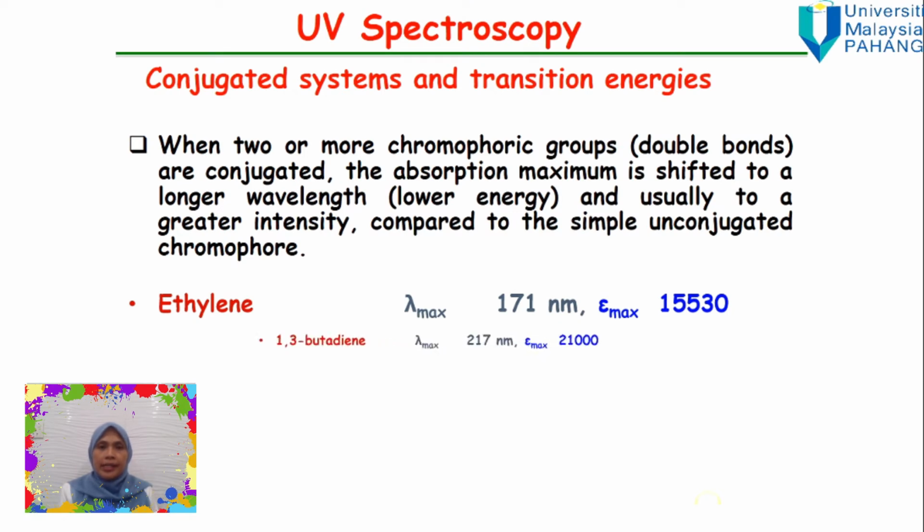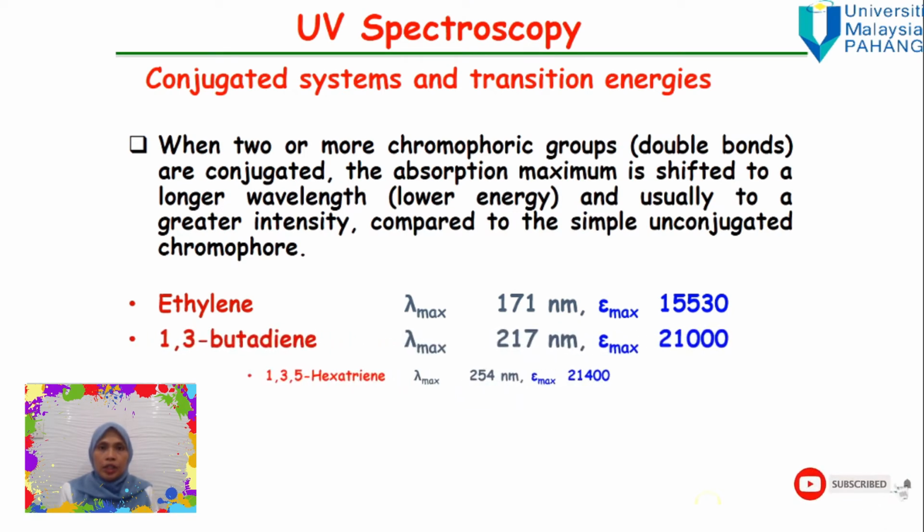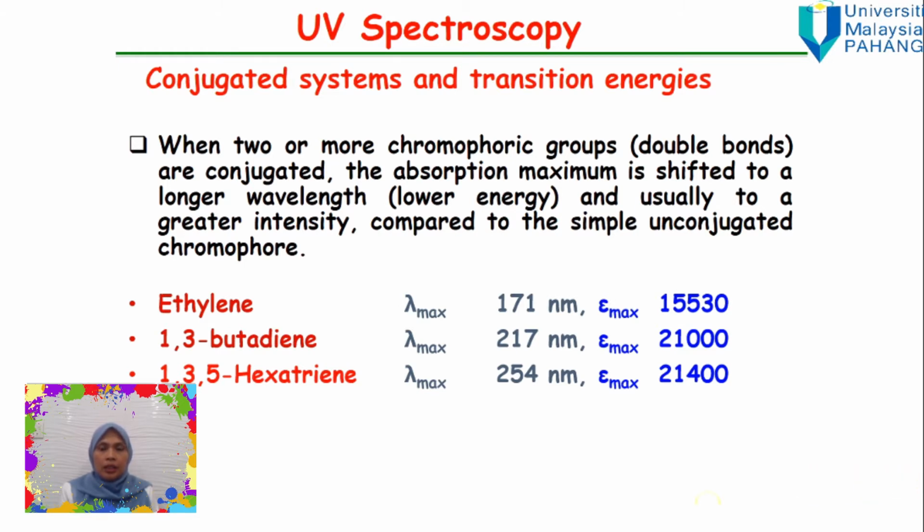Assalamualaikum. In this session, we will continue with the UV spectroscopy of the conjugated system. When the conjugated system increases in the molecules, the absorption maximum also increases. As we can see, the wavelength numbers here keep on increasing because the conjugation keeps on increasing.